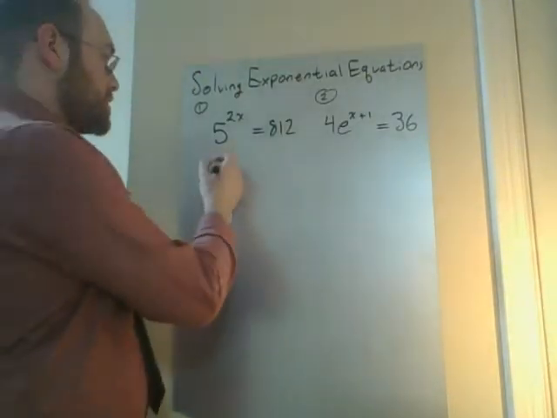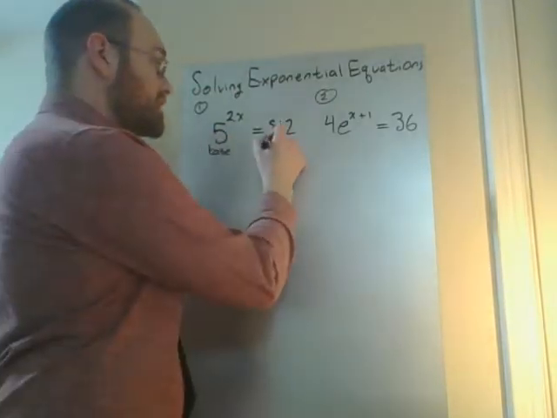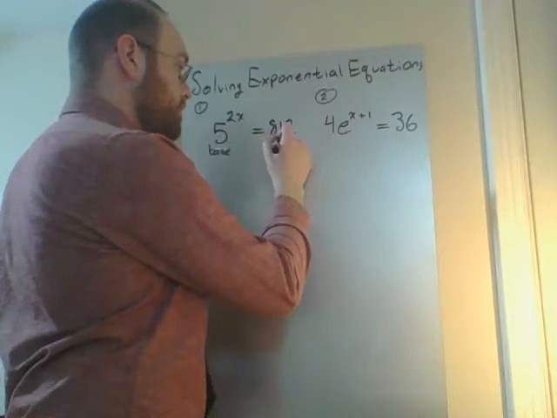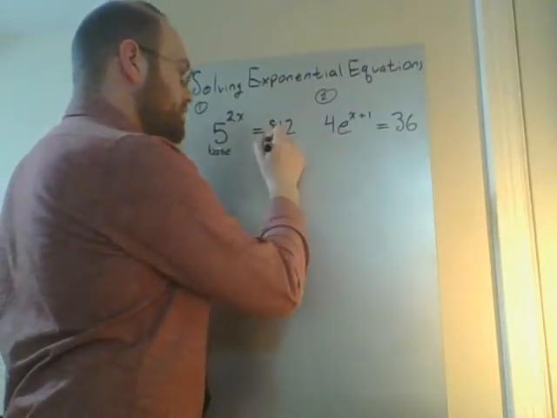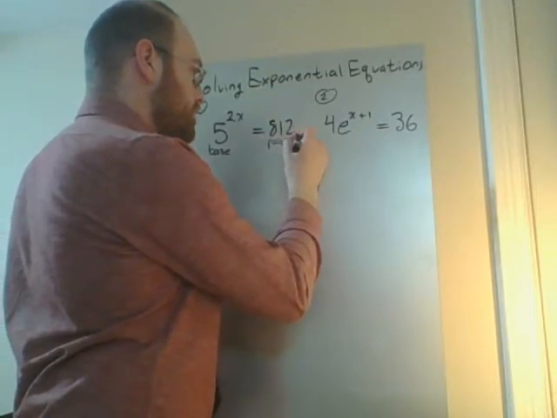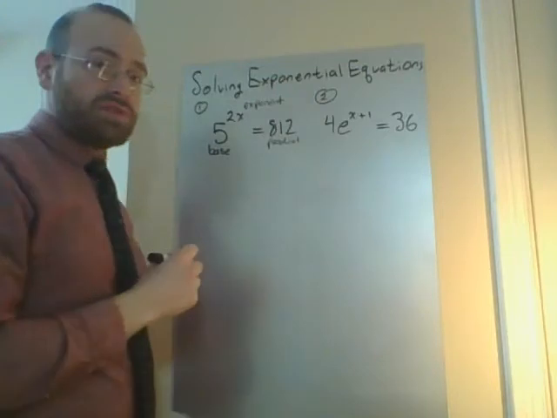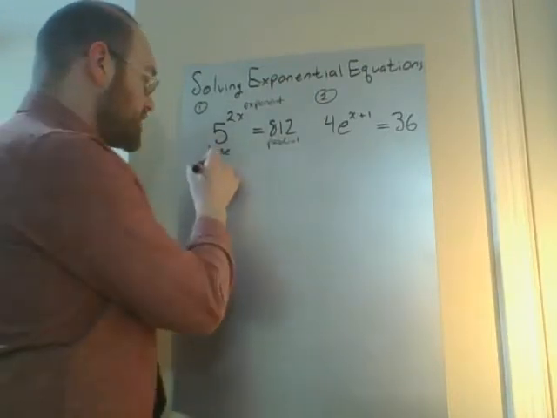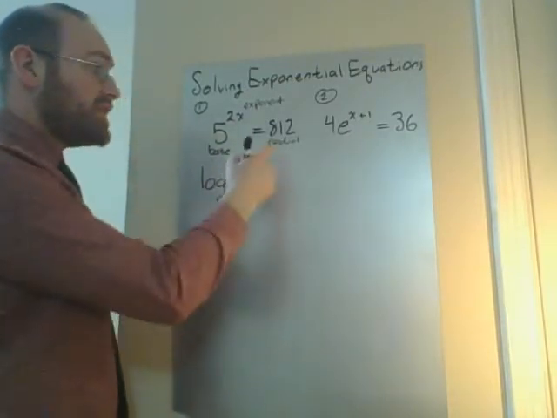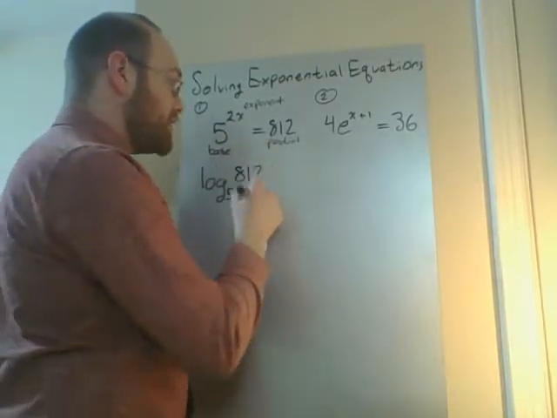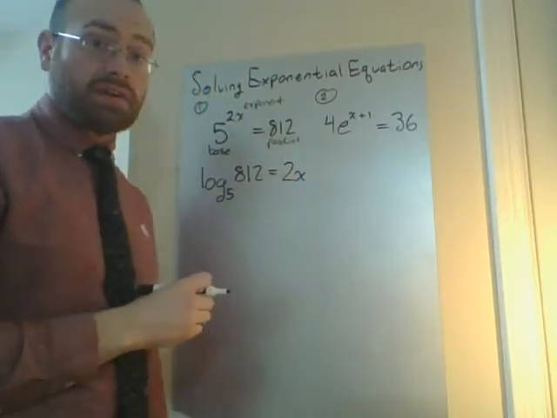So our base, and then our exponent, this is our product, not our exponent, and our exponent. So if we remember the formula for converting to logarithms, it says the log base 5 of our product, 812, is equal to our exponent, which in this case is 2x.